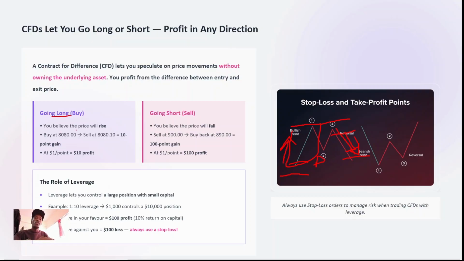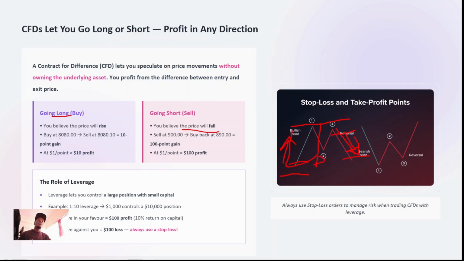Going long, you believe the price will rise. As simple as that. And going short, you believe the price will fall. It's nothing easier than that. Now all you need is a strategy that is going to tell you when to buy, when to exit the market, where to set your stop loss and your take profit, and that's it. You are good to go.